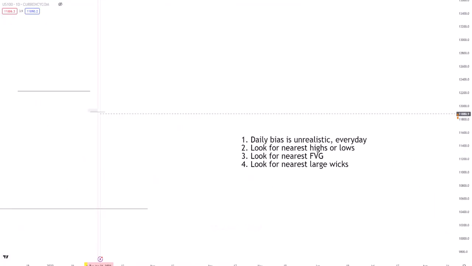All right, for daily bias, you want to be looking at these four things. These are mainly the four things that I look out for. There are other factors, okay, but these are the four things I look out for mostly.